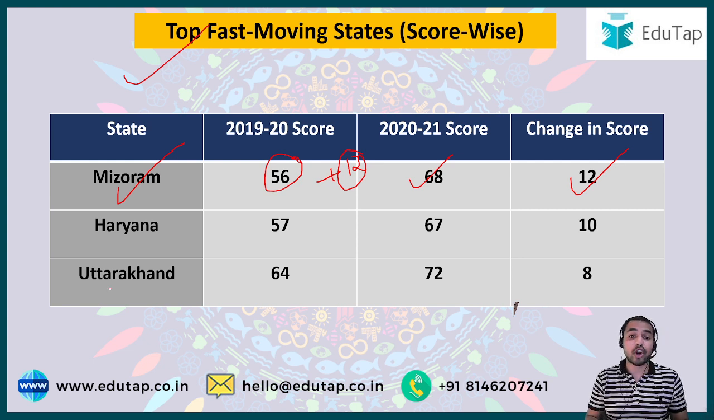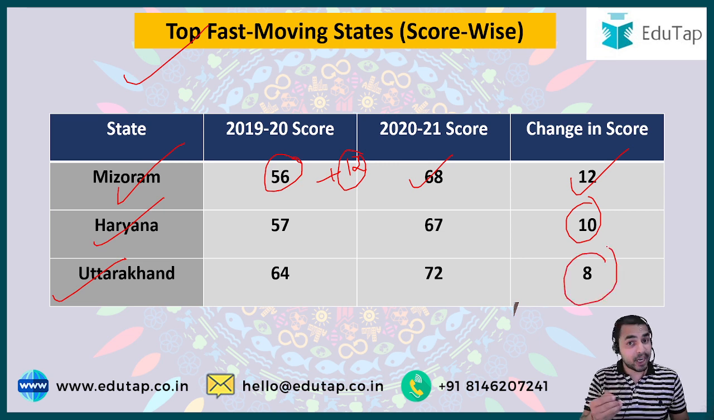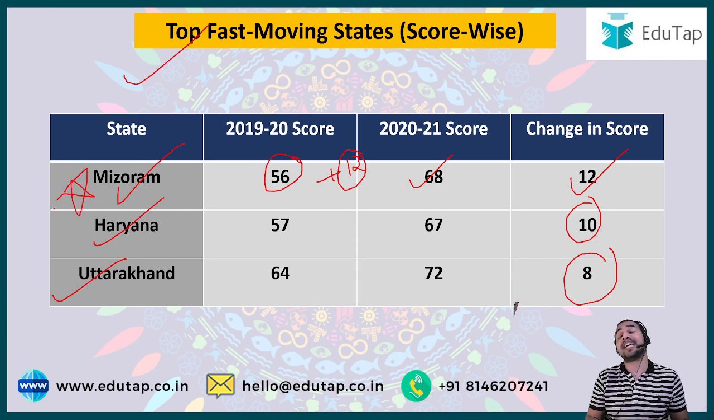And guys, the next state on the list is Haryana, having an improvement of 10 points, followed by Uttarakhand in the third position with a change in score of 8 points. So guys, from here you are required to remember the name of this particular state, that is Mizoram, which was the top fast moving state as per this index.